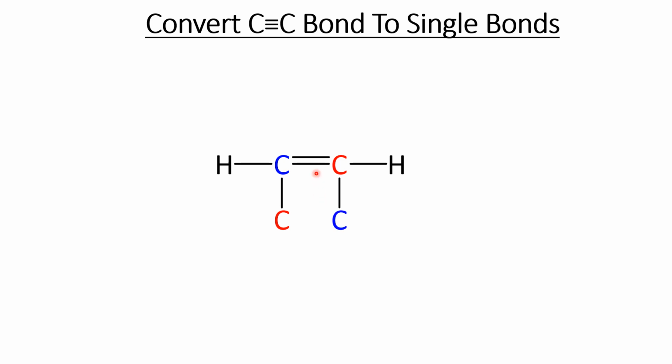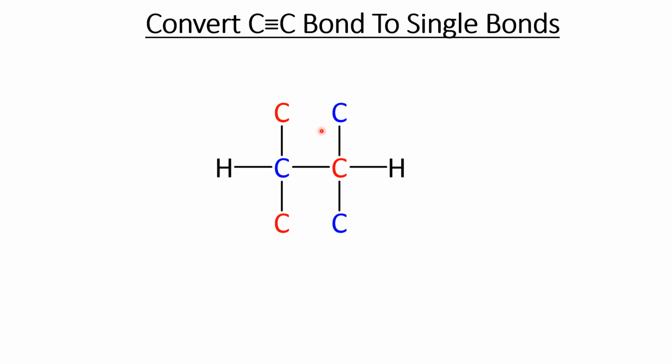Now we have 1 pi bond and 1 sigma bond. So break this pi bond into 2 and attach them to both carbon atoms. Now attach the red carbon to the blue carbon bond and attach the blue carbon to the red carbon bond. This is how you convert a carbon-carbon triple bond to single bonds.